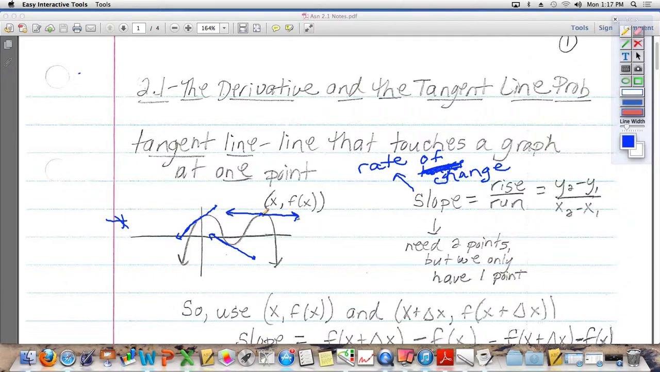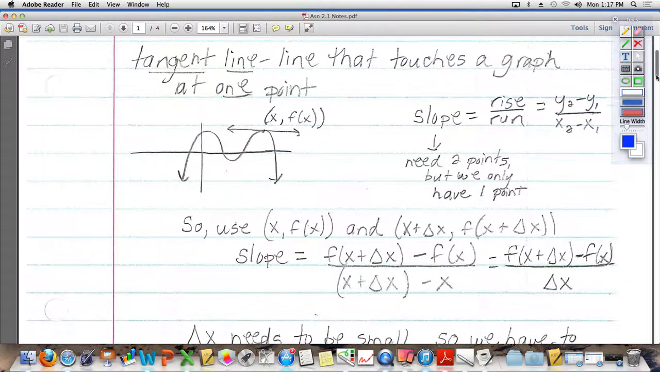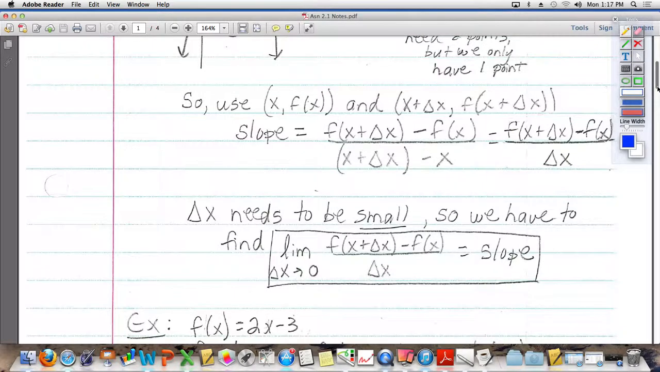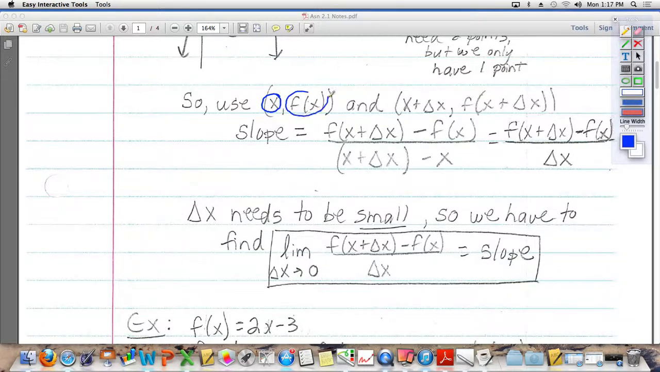All right, so what we're going to do to find the slope of a tangent line is we're going to use 2 points. And those 2 points that we're going to use are x, f of x. So we need to talk about what that means. You have some x value at a certain point, and the y value of that point is the value of the function when you plug x into it. Does that make sense? So in other words, this f of x is like the y. This is the x, this is the y.